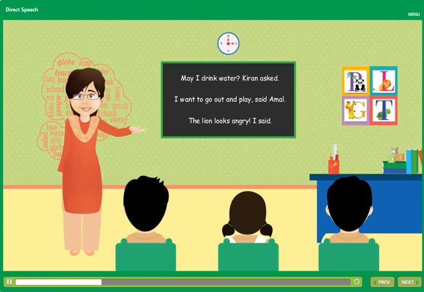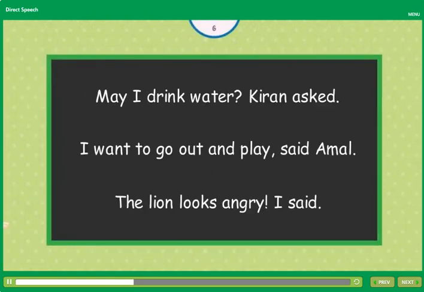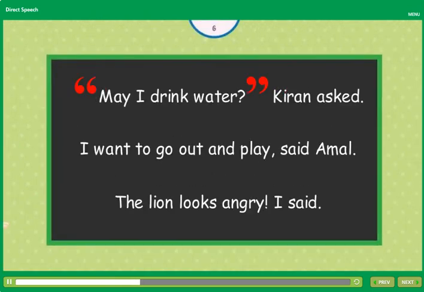Who can take these speech marks and put them in the right place for the first sentence? I can. Does this look right? Yes, good job.